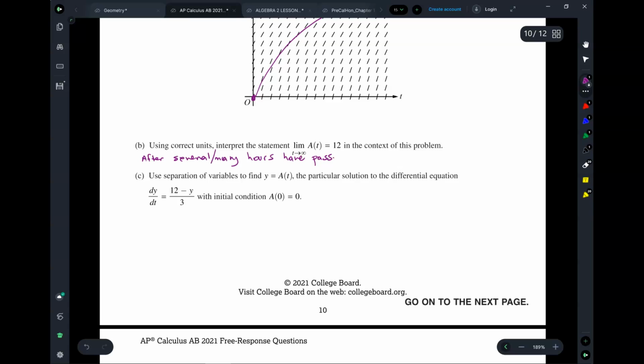They're not going to dock you on the adjective that you use here for the hours, okay? There are 12 milligrams of the medication remaining in the body.